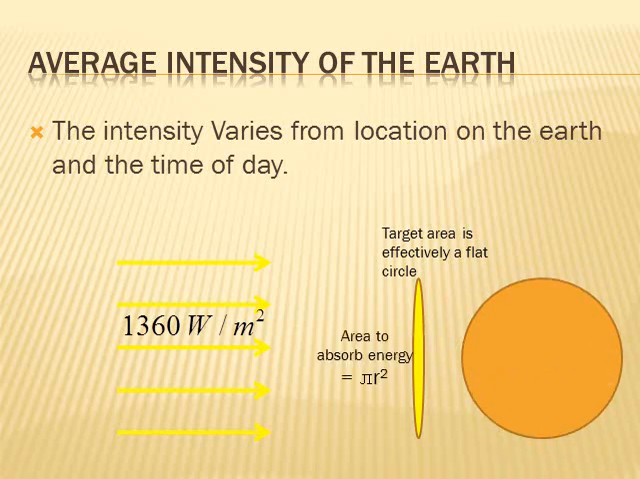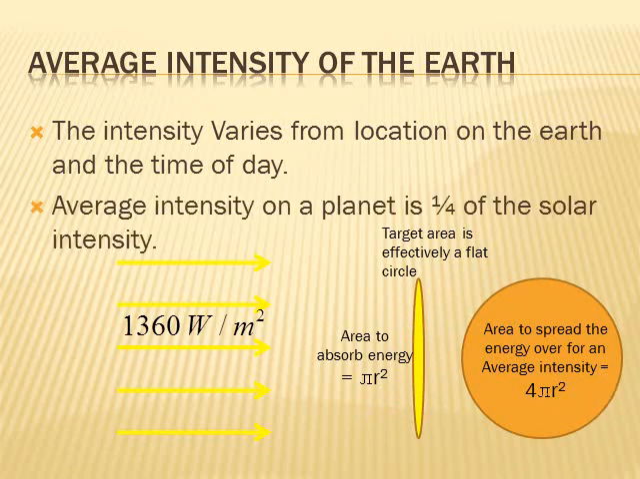The surface area of a circle is, as we know, pi r squared, okay? And we're going to take all that energy and spread it over the surface area of a sphere, which is 4 pi r squared. So that means we're taking the area of this and spreading over that, and we're diluting the intensity actually by about a fourth. So the actual average intensity throughout the entire day on any location on the Earth is going to be about a fourth of this, about 1,300 watts per square meter.